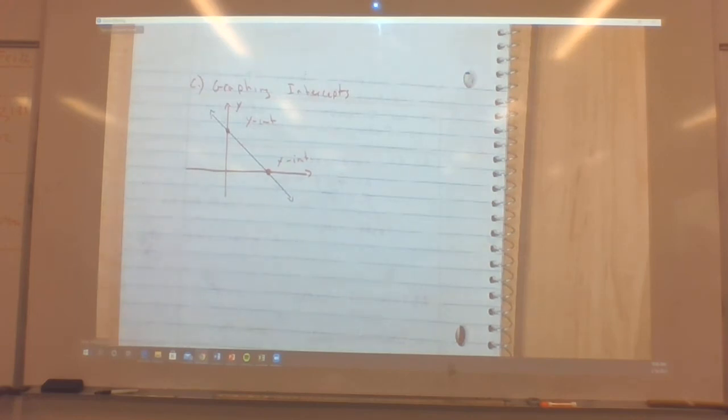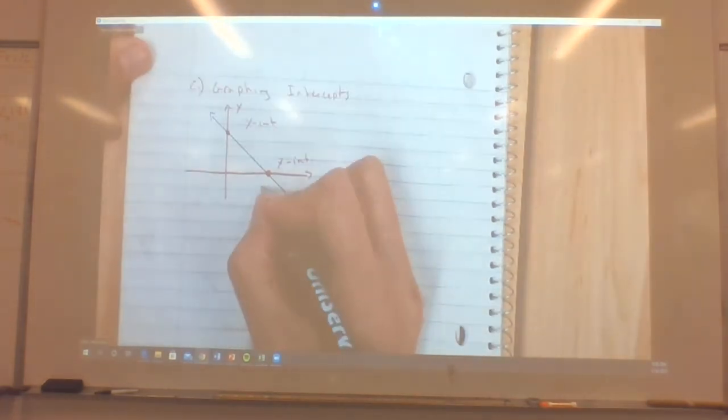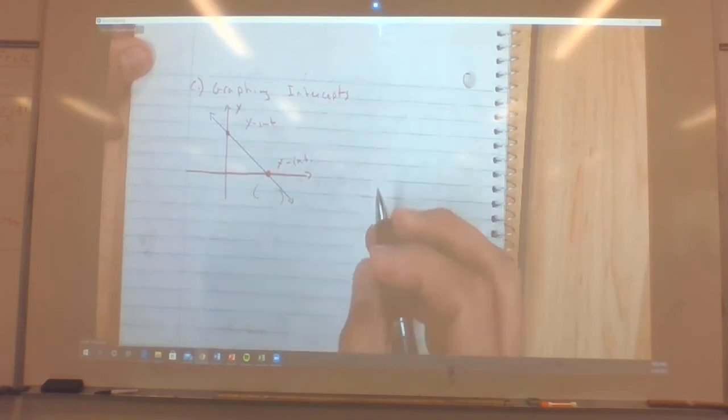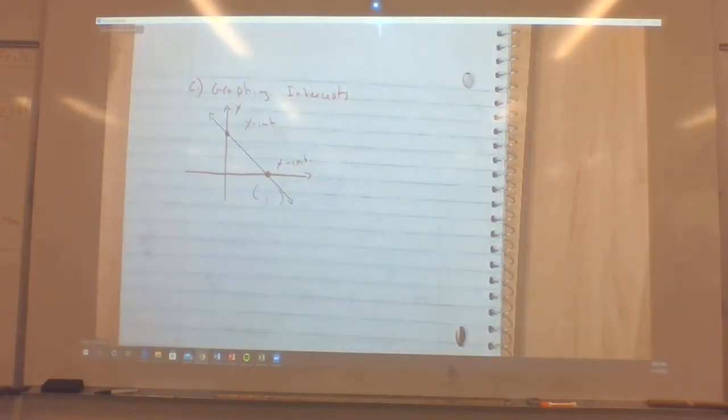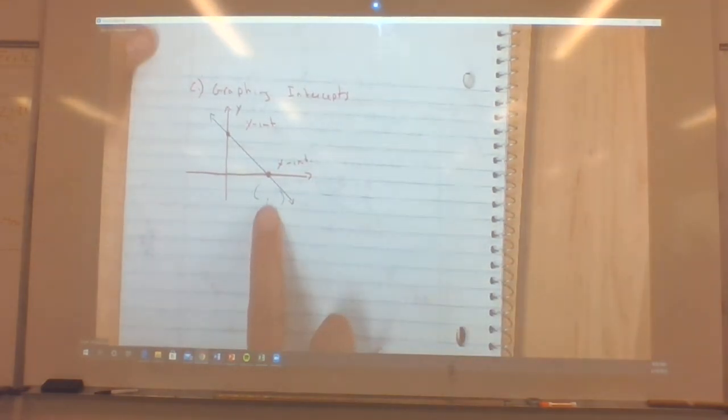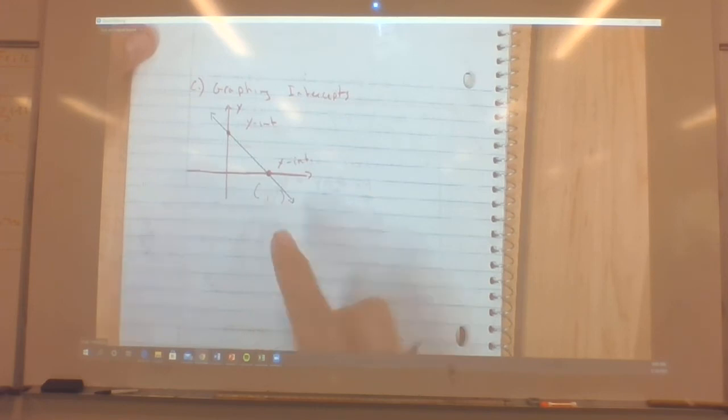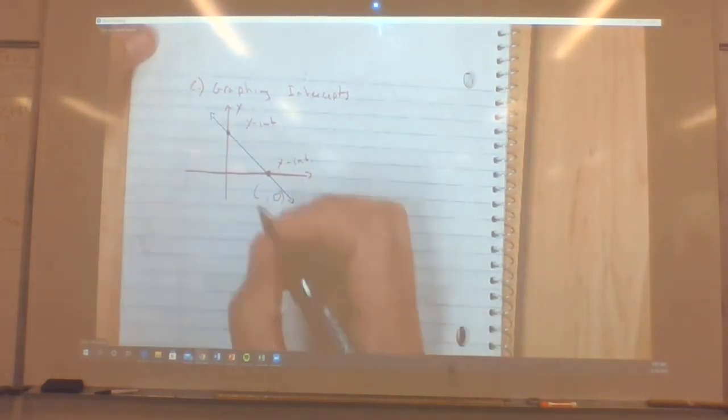And so why are we worried about that? Because that's where we're going. Let's say this point here is going to be, what's the y value for this point? What is the y value for this point? 0. Good.